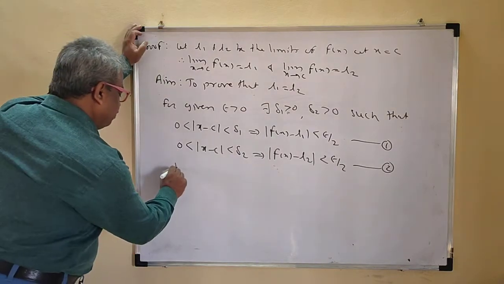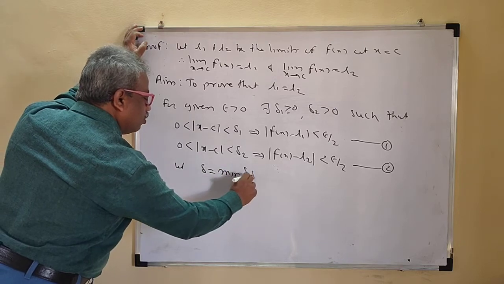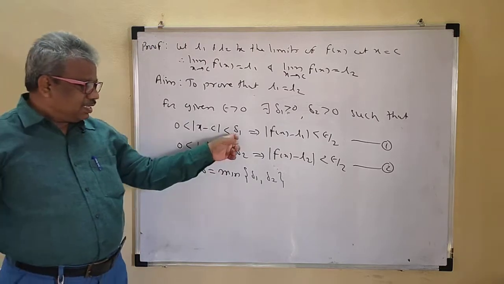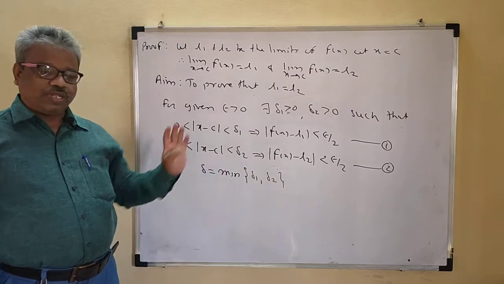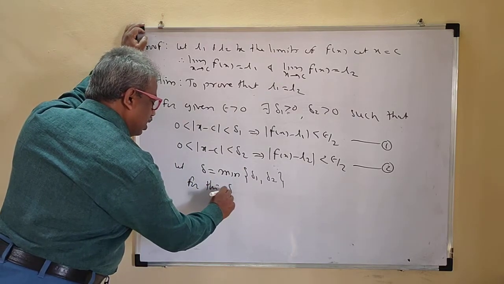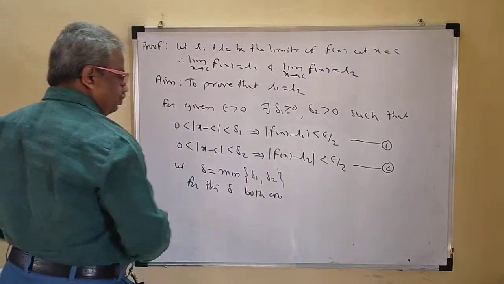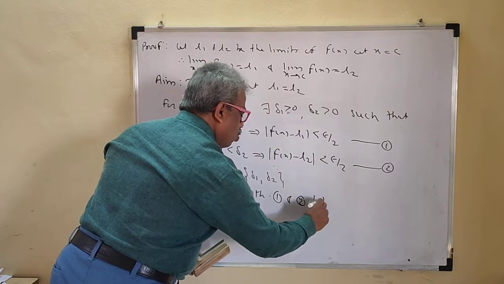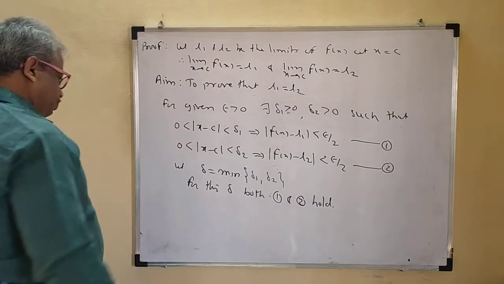Now I will take this delta as the minimum of delta 1 and delta 2. So I replace delta 1 as delta and delta 2 as delta. For this delta, both 1 and 2 hold. Both 1 and 2 hold.